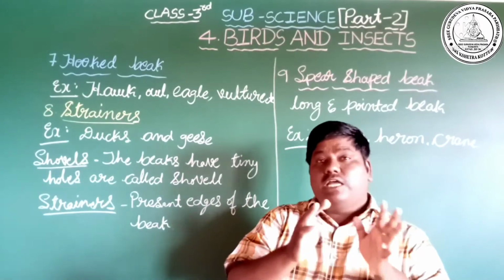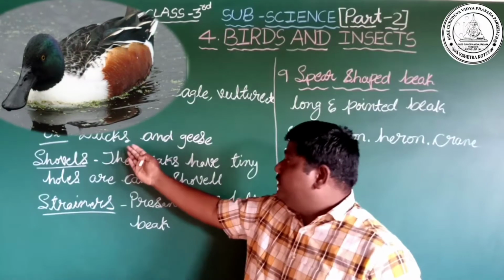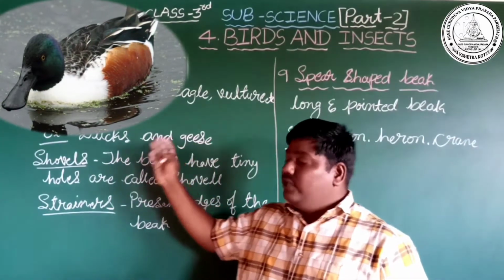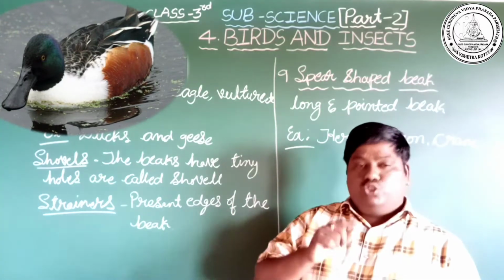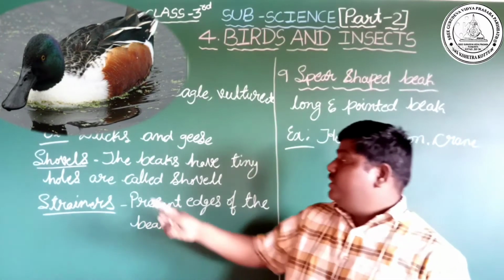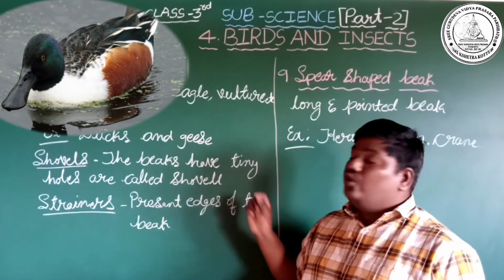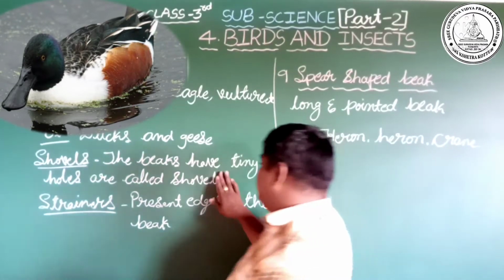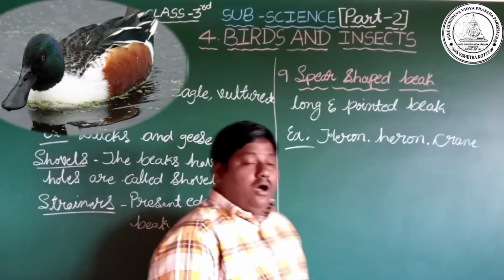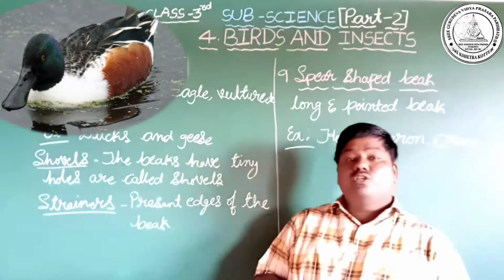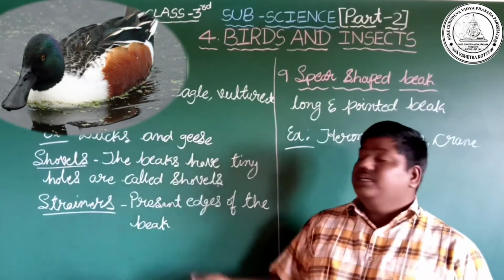Here, which birds are having the strainers? Okay, here the birds like ducks and geese, they are having the strainers. Okay, first we know the meaning of shovels. What are shovels? Here the beaks have tiny holes, which are called shovels. Those are present in the beak of the duck and geese.